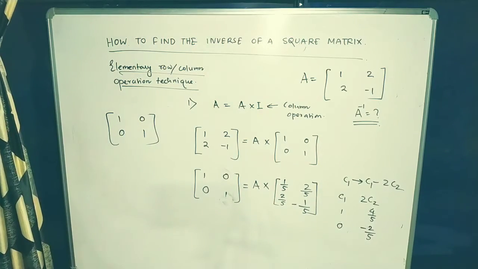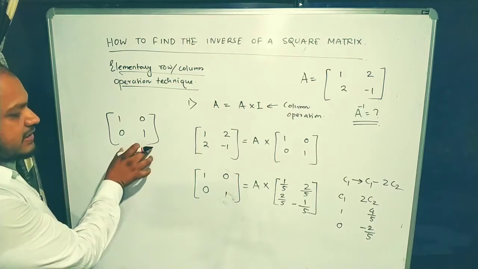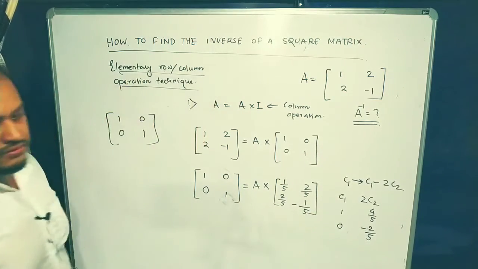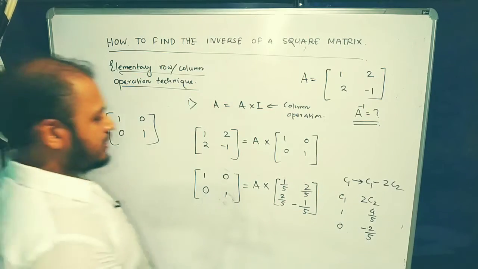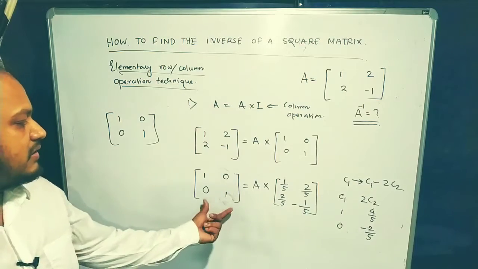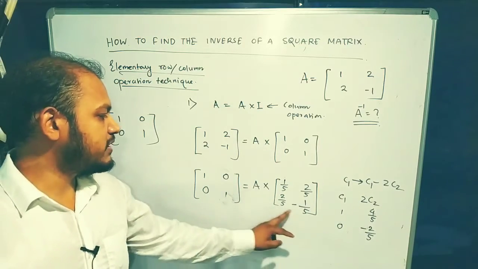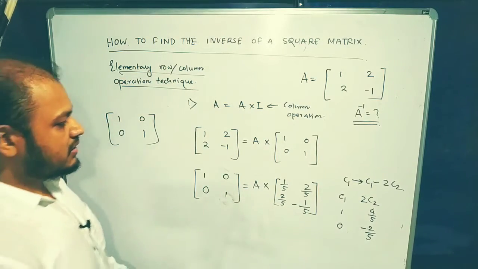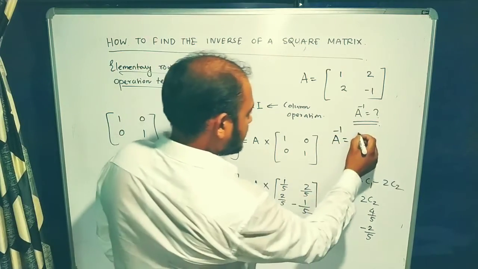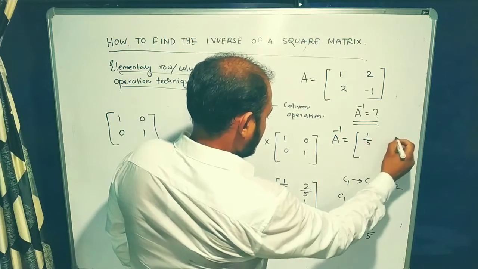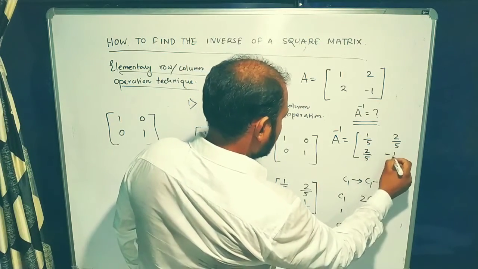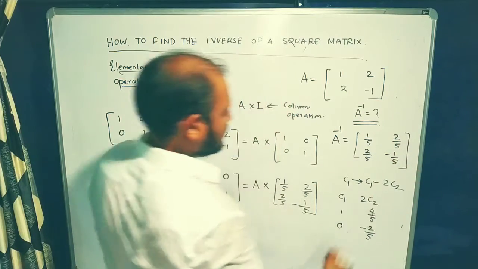So we are seeing that the left hand side has become an identity matrix and we are left with A into a standard matrix here, square matrix. Now as we know already that any matrix, when it gets multiplied by another matrix, and if the result is identity matrix, then these two matrices must be inverse of each other. In other words, A inverse would be equal to this matrix, 1 by 5, 2 by 5, 2 by 5 and minus 1 by 5.